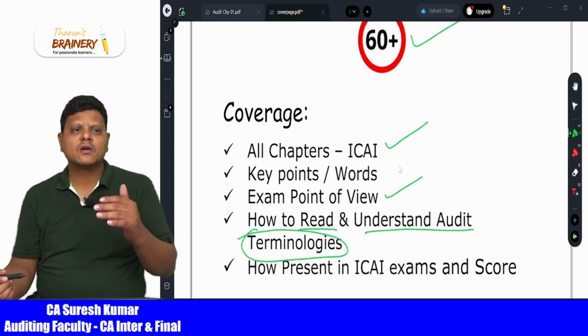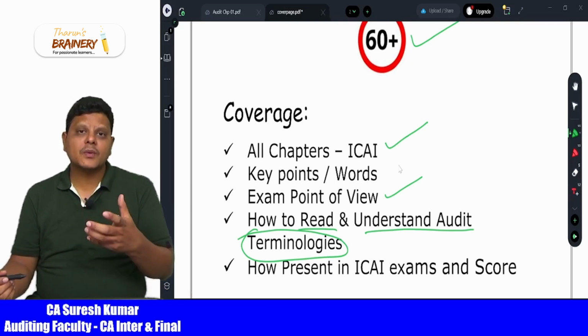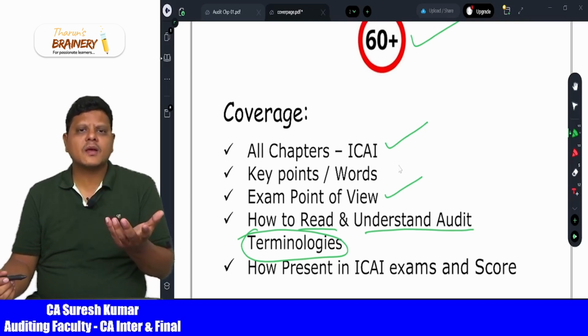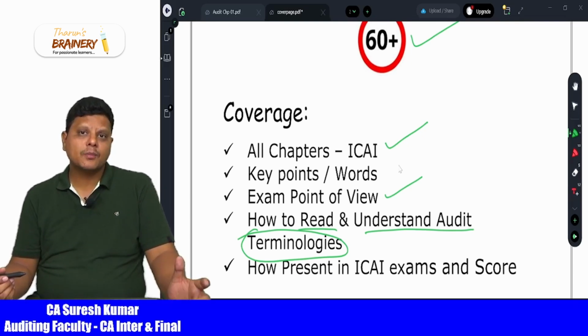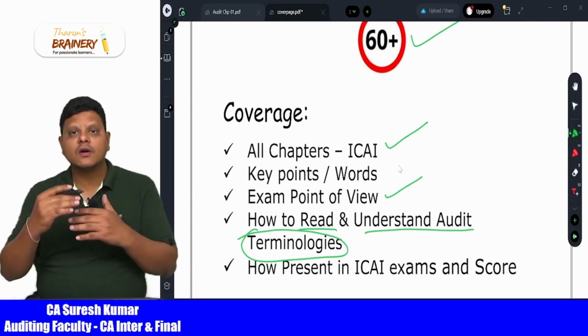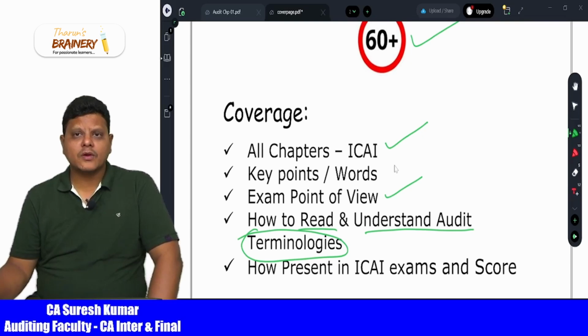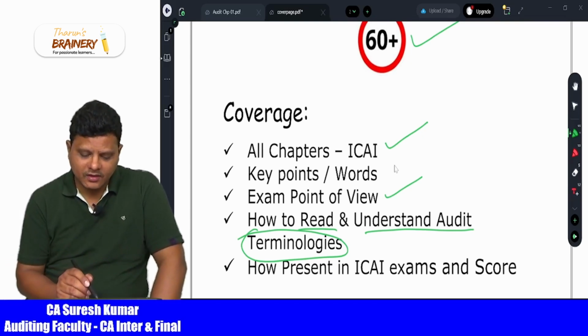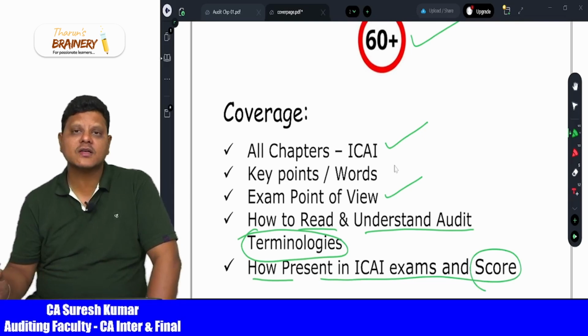In most cases students understand some of the key points, but they fail to present them in the examination. The reason is that they may not clearly understand the concept. Our intention is to make sure that the students understand the concepts very clearly. Another important point to be noted here is that in this session we are going to talk about how to present in the ICAI exams and score the marks as well.